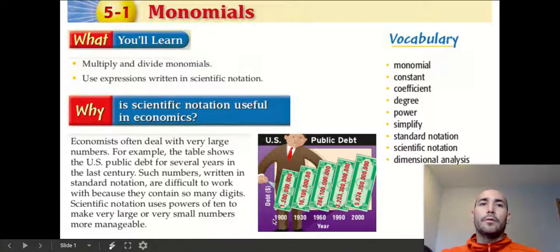Here they give you a visual representation. In the year 1900, the U.S. public debt was 1.2 billion, and then it got to 16.1 billion, and then it grew to 284.1 billion, and then it started getting into trillions. So you have 3.2333 trillion, 5.674 trillion.